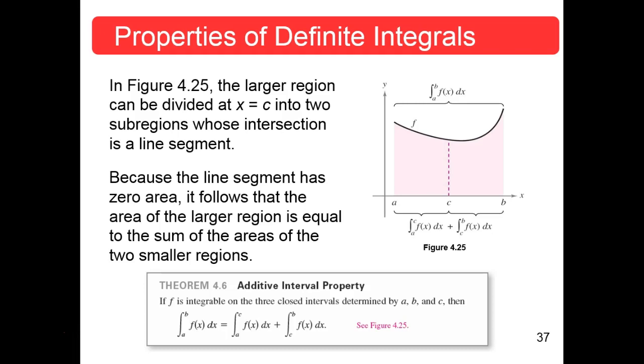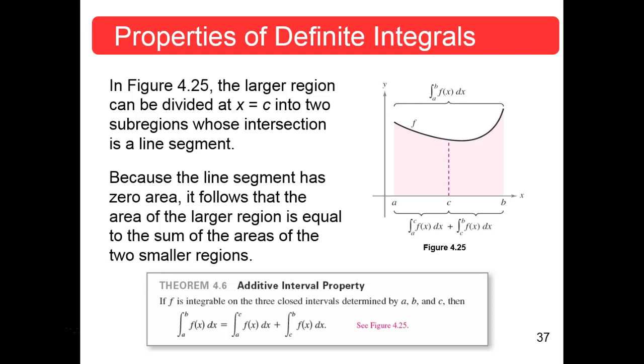Because the line segment has zero area, it follows that the area of the bigger region is the sum of the areas of this one and that one. Of course, that looks like it makes perfect sense. So the integral from a to b of f of x dx, which is the whole area under here, would be the integral from a to c of f of x dx, this area, plus the integral from c to b of f of x, this area, and these two add to the same as that. So hopefully that makes perfect sense.